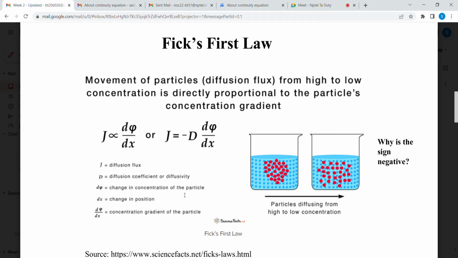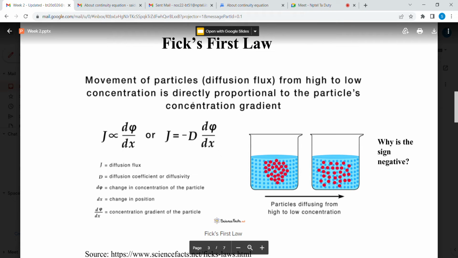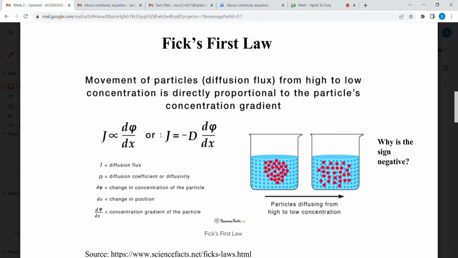dx is a change in position, which I referred to before. So when you measure the concentration of the ink at different points in the system, which is the glass filled with water, how the diffusional flux moves is governed by Fick's first law. In other words, diffusion is directly proportional to the concentration gradient of the particle.